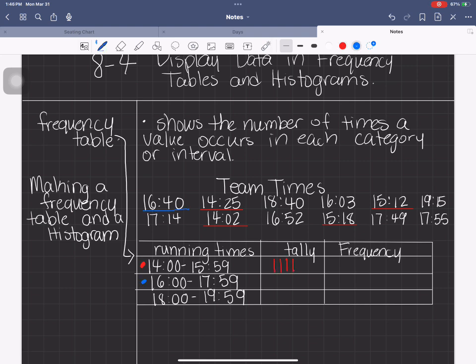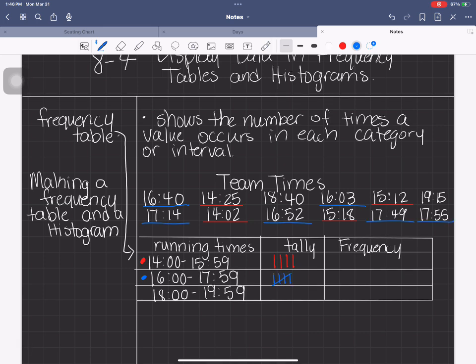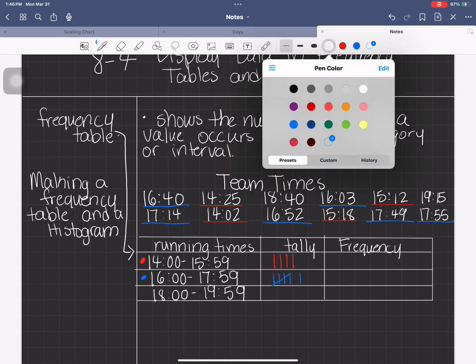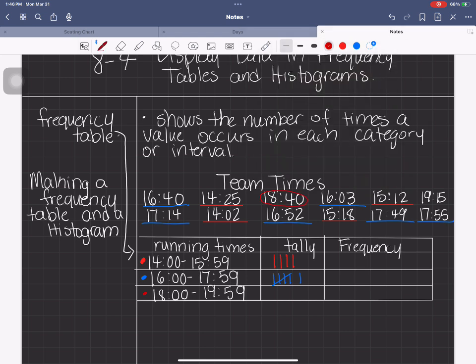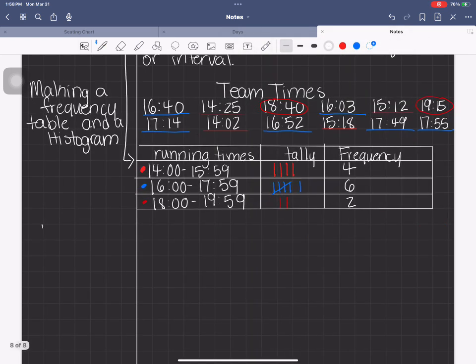Now I'm going to do the same for the next one. For over 16 minutes and under 17:59, I have 6. I'm going to change my color here, I think. A different shade of red. And for 18 minutes to 19 minutes 59 seconds, I have 2. So our frequency there is the number of tally marks that we have.